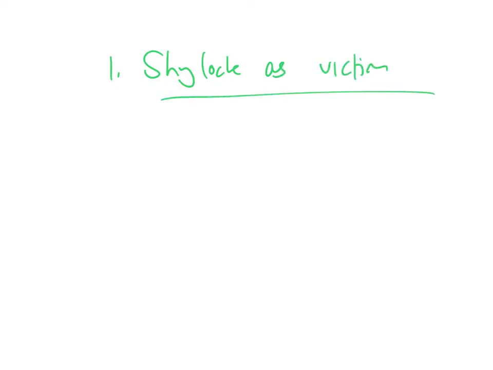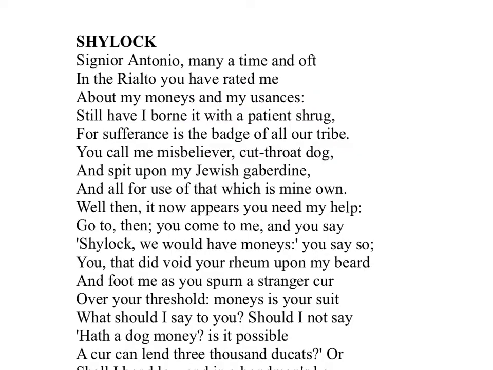So, section 1, Shylock as victim. Okay, we are going to look at Act 1, Scene 3 and Act 3, Scene 1 as the key scenes. We'll start with Act 1, Scene 3. So, Shylock as a victim in Act 1, Scene 3.